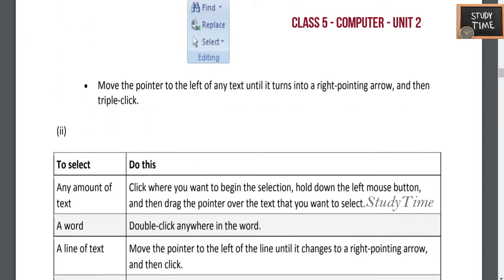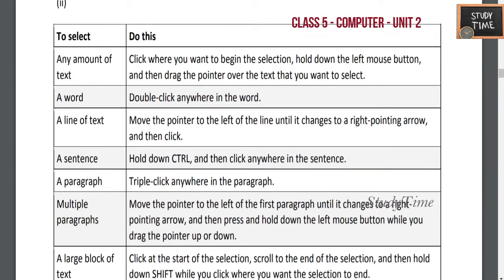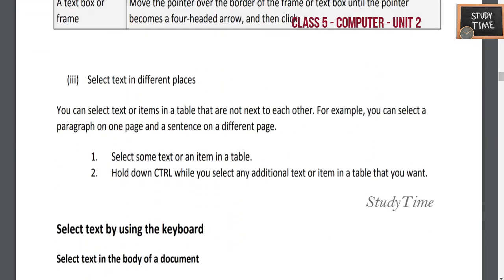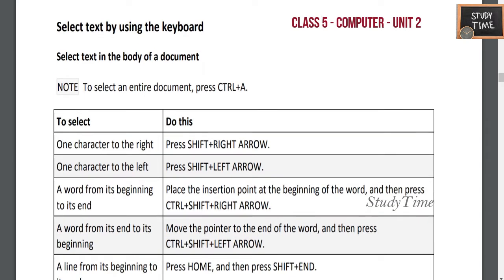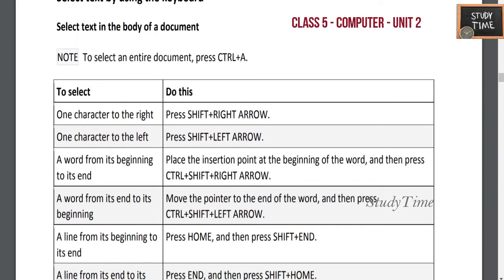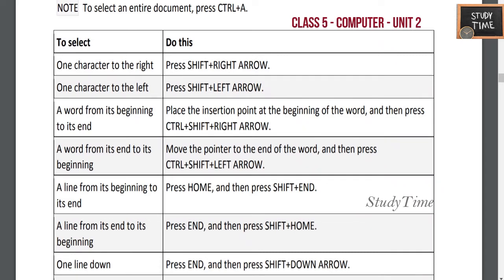Next, we'll see different options for how to select by using the keyboard. If you want to select one character to the right, you have to press Shift right arrow. If you want to select the entire document, press Control A. One character to the left, you have to press Shift left arrow. A word from its beginning to its end, press Control Shift right arrow. A word from its end to its beginning, press Control Shift left arrow. A line from its beginning to its end, press Home and then Shift plus End.